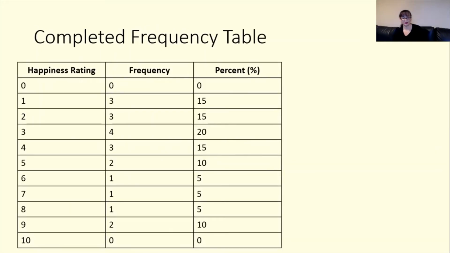And so when we go to this next slide, we can see for a happiness rating of 3, our frequency is 4, and the percentage there is 20. And we're going to do that for every single value. And so this is what our completed frequency table will look like.